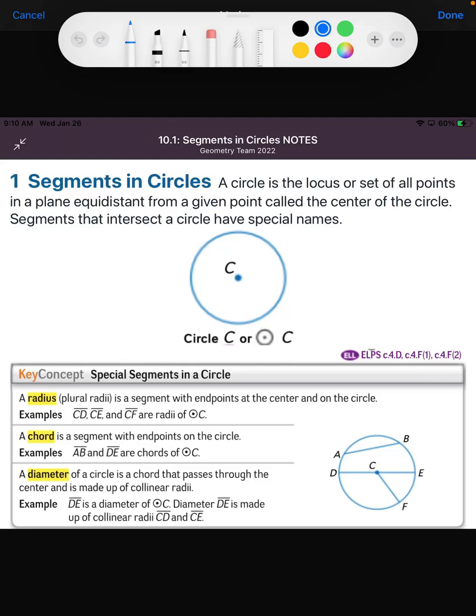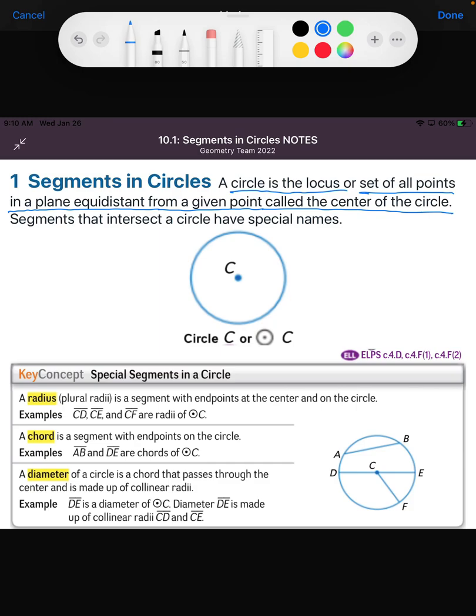In this video, we'll discuss different line segments in circles. So first we'll start with the definition of a circle. A circle is the locus, and locus just means set of all points that meet a certain criteria, in a plane, equidistant, so equal distance from a given point called the center of the circle.